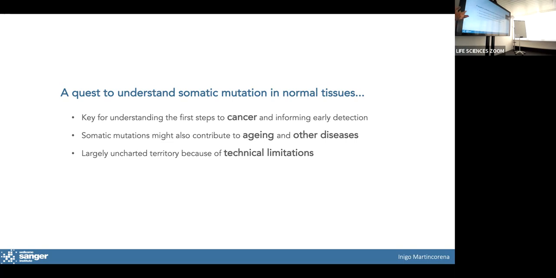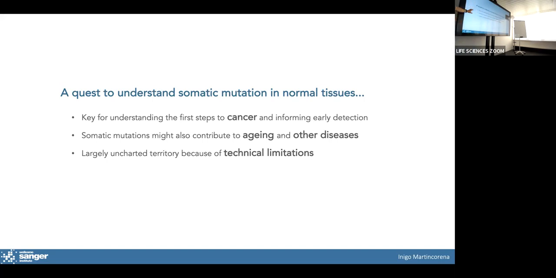We're very interested in this question first because it's a fundamental piece of biology that we know very little about, but also it has two key translational implications. The first one is understanding how mutations accumulate in our cells is key for understanding the first steps to cancer and hopefully informing early detection. Also, for many decades, somatic mutations have been speculated to contribute to aging. That remains largely unproven, but it's likely that somatic mutations play some role as part of many other processes in aging and potentially other diseases.